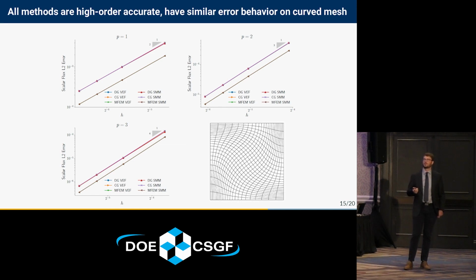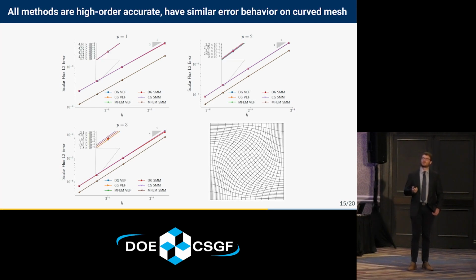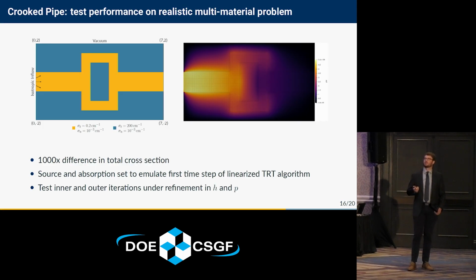On to numerical results. I have a well-designed method of manufactured solutions problem to show that we get second, third, and fourth order accuracy for linear, quadratic, and cubic finite element interpolation. If we zoom in, we can see that the discontinuous Galerkin and the continuous finite element methods have similar error behavior, whereas the mixed finite element-based methods all have similar behavior. This is all on a high order, third order curved mesh, so refinements on a third order mesh.